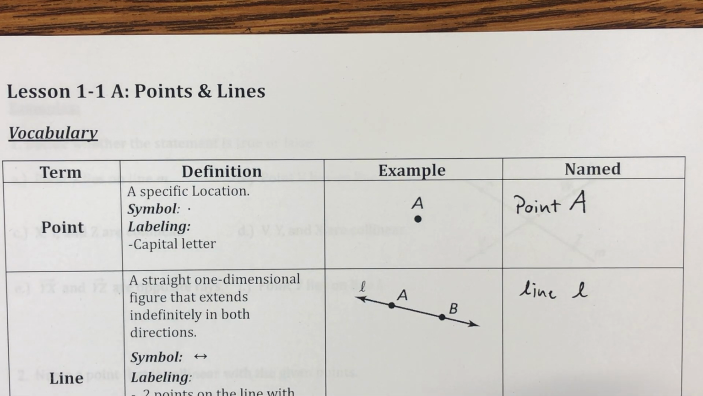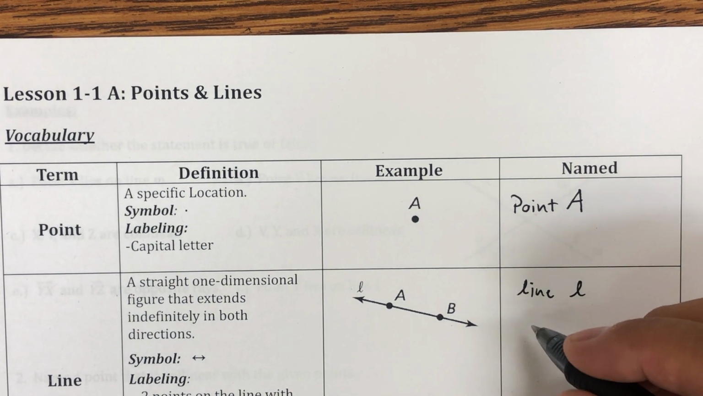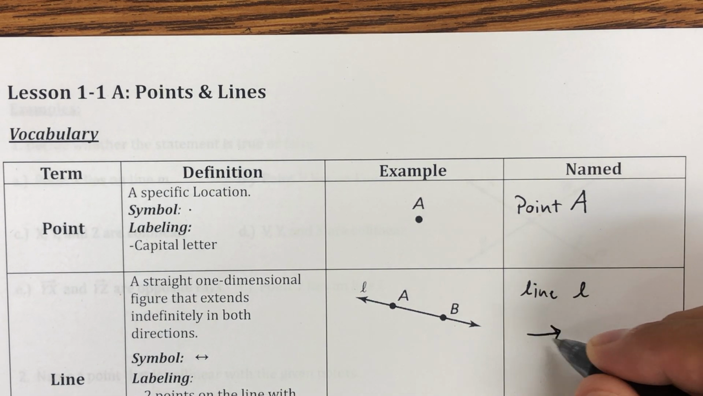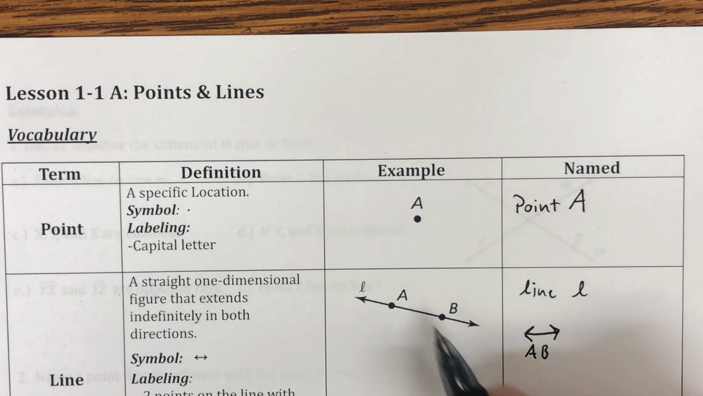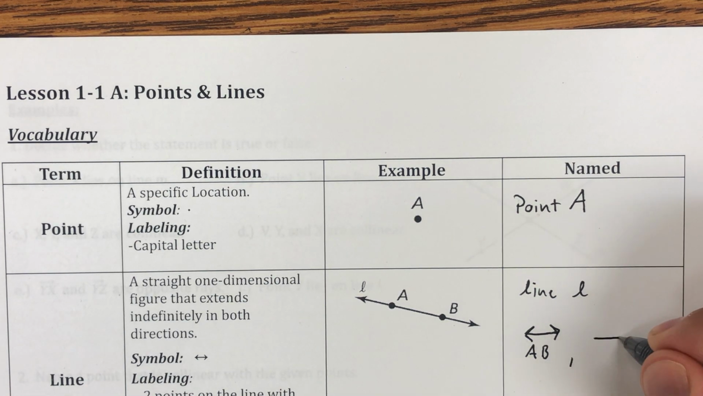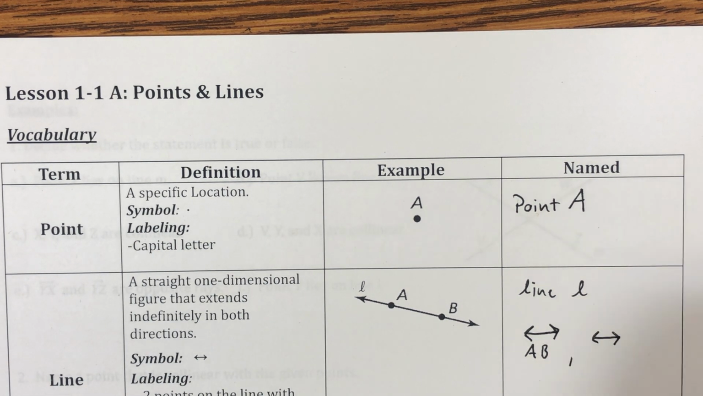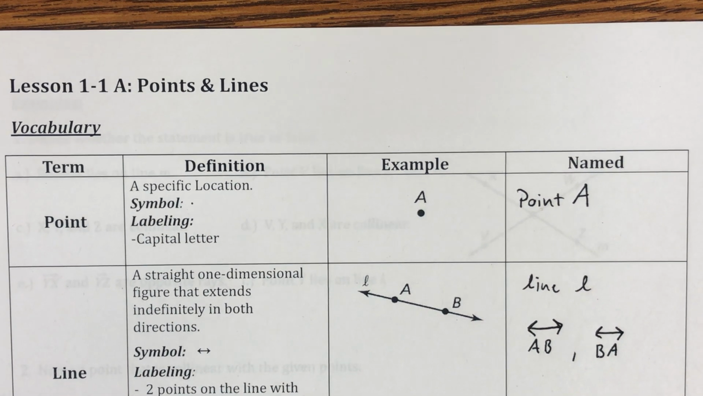The other way that I can name it is by picking any 2 points on it. When I name a line, I have to put arrows above those 2 points. So I could call this line AB, goes from A to B, keeps on going forever and ever, or I could also call it line BA, with the line symbol above it. So any of these 3 options would name the line.